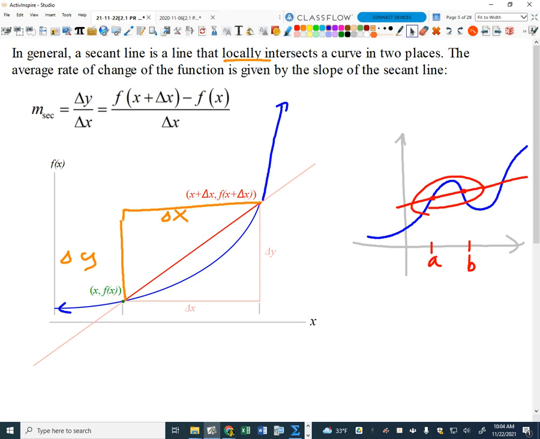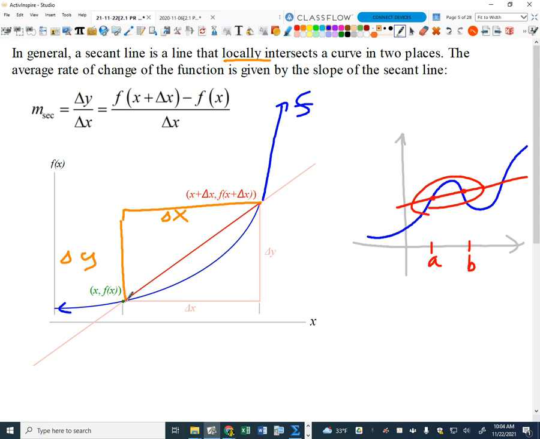What is change in y? Let's look at these two ordered pairs. This ordered pair has an x coordinate of x and an output y coordinate of f of x, because this is just the function f. Okay? How about over here?